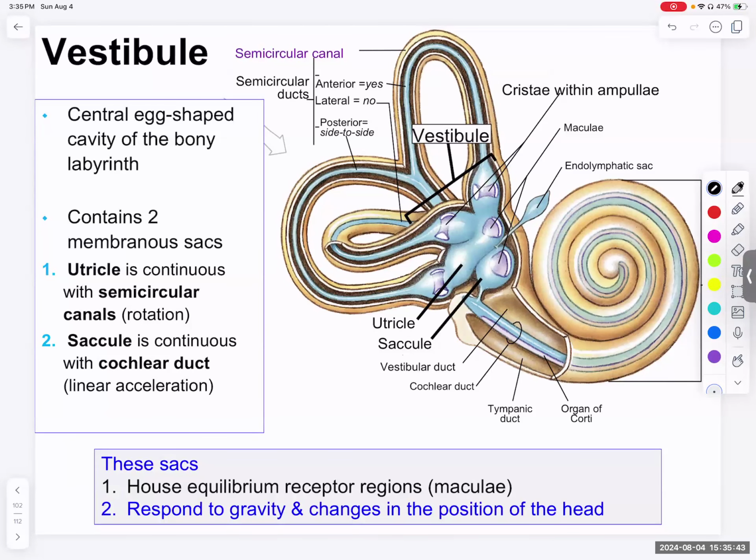As for the vestibule and semicircular canals, same structure. They have a bony outer labyrinth with perilymph surrounding a membranous inner labyrinth with little hair cells. The utricle is continuous with the semicircular canals. The saccule is continuous with the cochlear duct. The saccule and utricle are both for gravity and linear acceleration. These sacs house receptors that respond to motion or changes of head position.